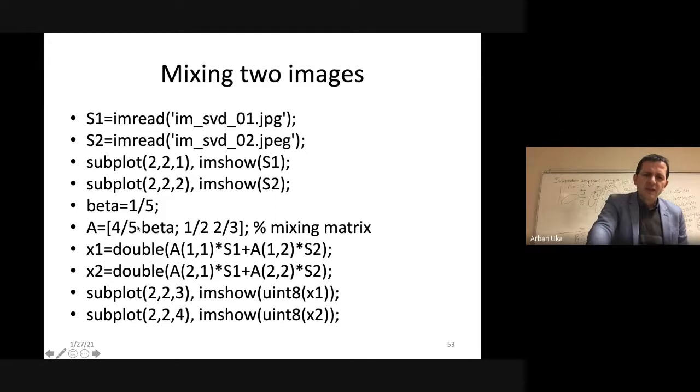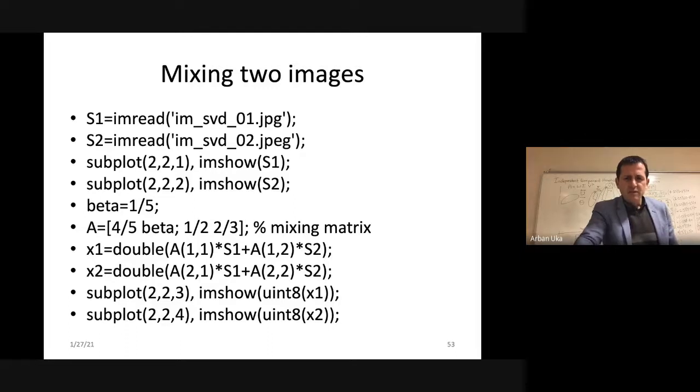Then we make up a mixing matrix. The mixing matrix can be a 2x2 matrix, which is going to come up with a mixture of the first two to get a new one, and with another combination of these two images to come up with another image. So this matrix A is composed of 4 divided by 5, and beta, which is 1 divided by 5, and then a half and 2/3. So the first row is 4 divided by 5, which is 0.8, and 0.2. The second row is 0.5 and 0.66.